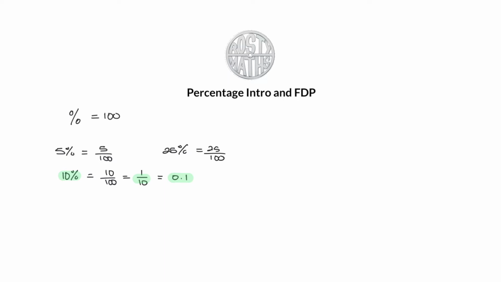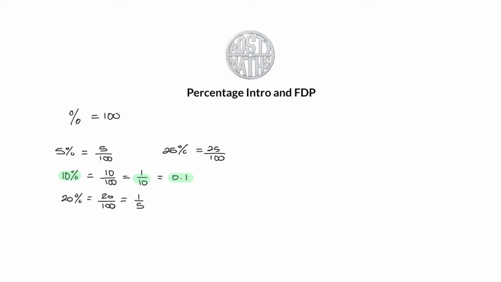So what if I want 20%? Well, 20% is 20 out of 100. I can simplify this by dividing by 20. 20 divided by 20 is 1, and 100 divided by 20 is 5. So that means this is the same as 1/5. If you're not sure about what I'm talking about, click on the pop-up banner and go and watch my video on simplifying fractions. Anyway, that's 20% is the same as 1/5.